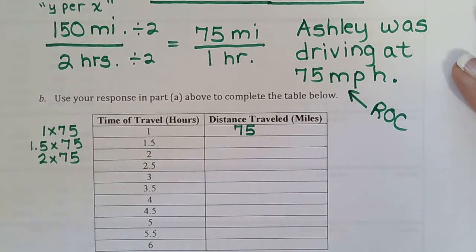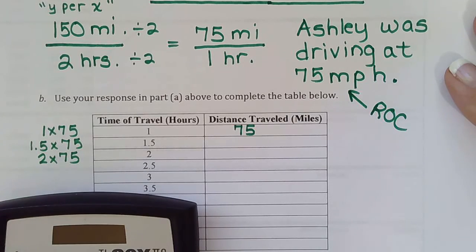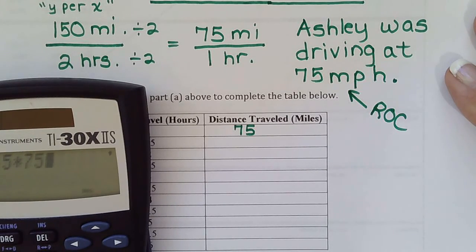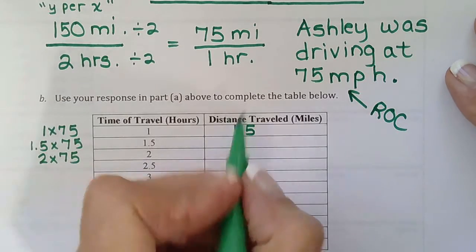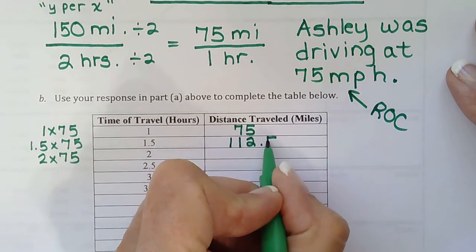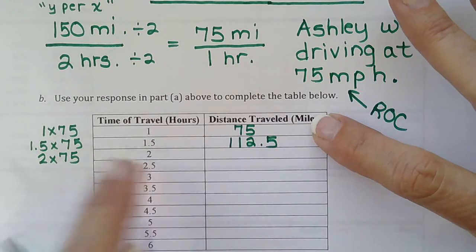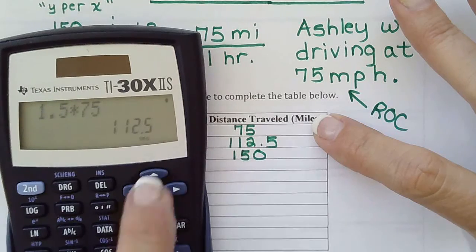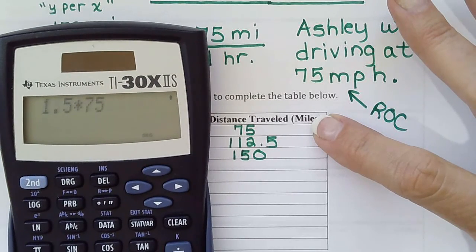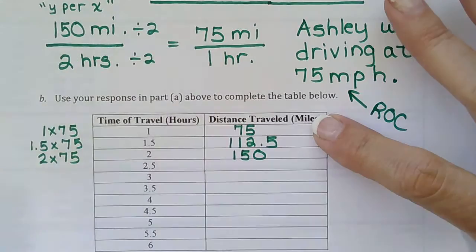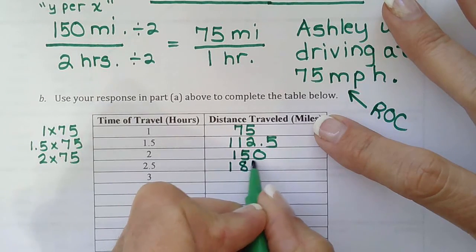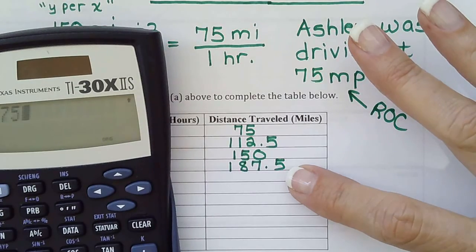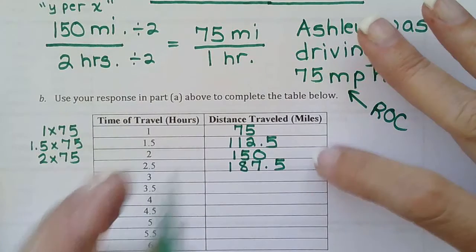Okay, so let's get our calculator. 1.5 times 75 is 112.5. And we don't have to put miles on it because I already have it labeled there. 75 times 2 is 150. 75 times 2.5, I can just hit my up arrow, change that to a 2. 187.5. And for 3 hours, 75 times 3, 225.